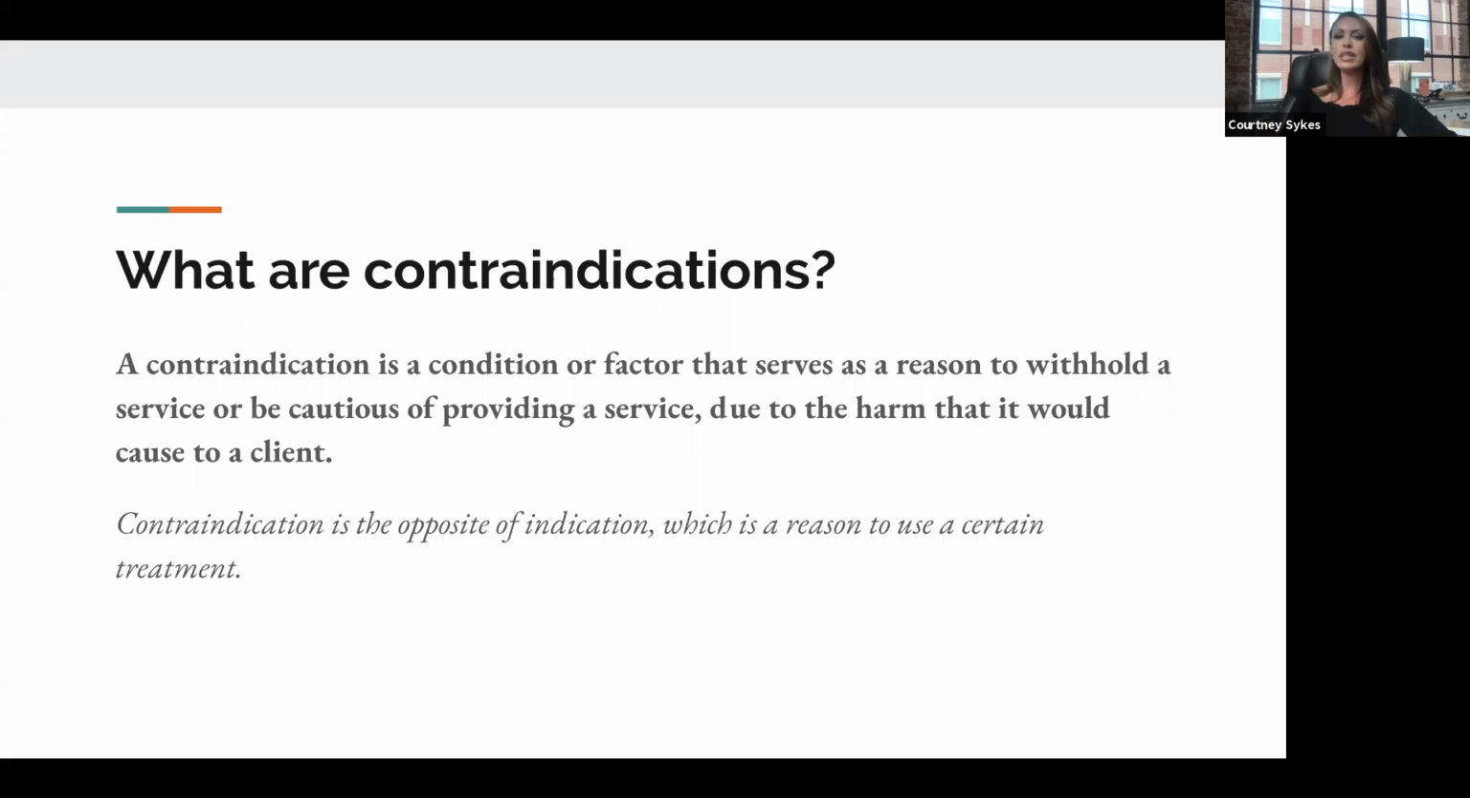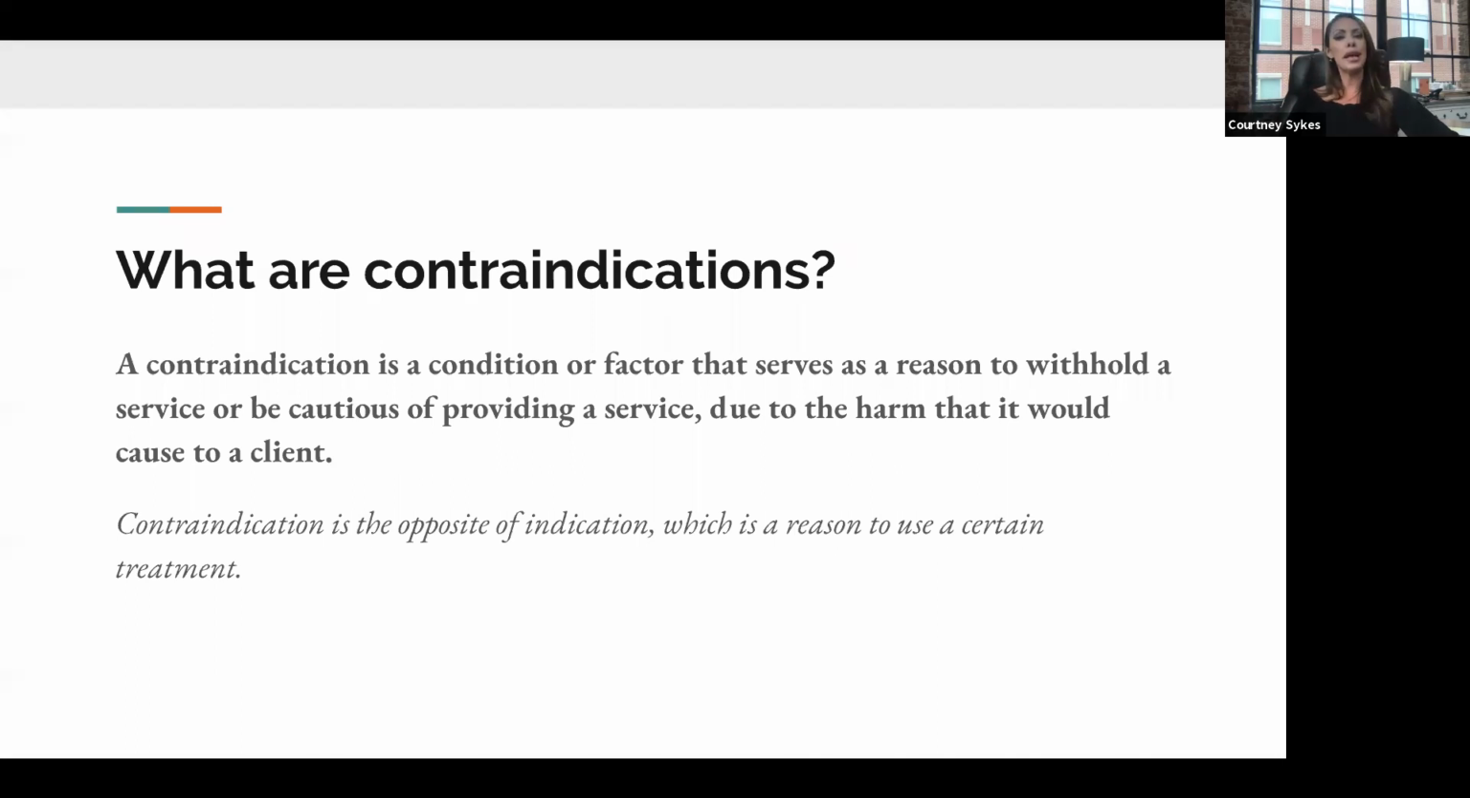Then, I love this term. What are contraindications? A contraindication is a condition or factor that serves as a reason to withhold a service or be cautious of providing a service due to the harm that it would cause to a client. Okay, so we'll say this bottom thing and then I'm going to discuss it. Contraindication is the opposite of indication, which is a reason to use a certain treatment.